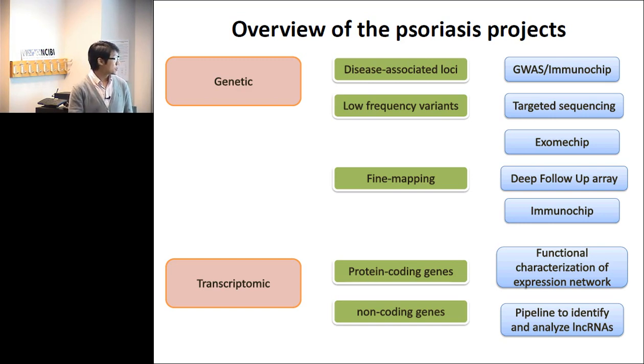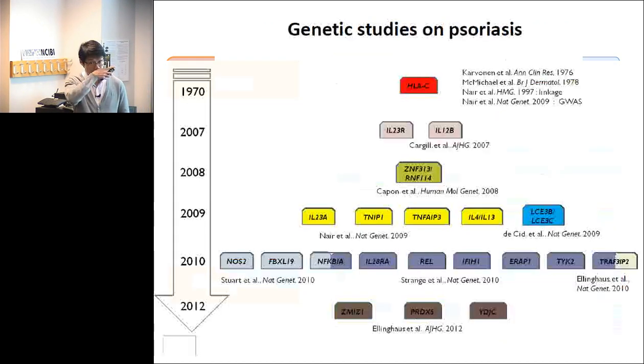More recently, in collaboration with Arul's group, we've been using RNA-seq to develop a lncRNA identification and analysis pipeline. We identified up to 1,000 novel lncRNAs expressed in skin, and we provide functional inference for them and show that those lncRNAs have really specific cell type or tissue-specific expression or epigenetic profiles. Again, I'm going to focus my talk on the genetic scale.